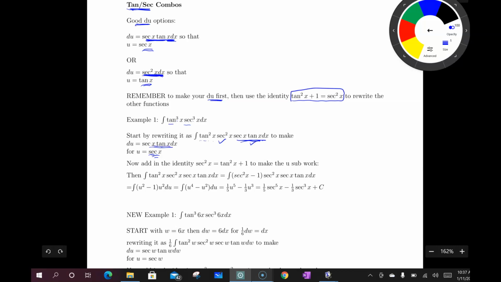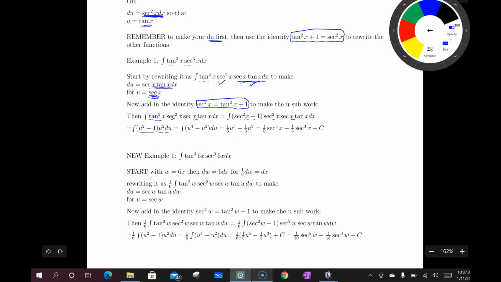Then I need to just rewrite tangent squared using this identity. So tangent squared gets replaced with secant squared minus 1. Secant squared carries along, secant tangent carries along. Now I use my u substitution: u squared minus 1, u squared du. Multiply it out, then integrate.